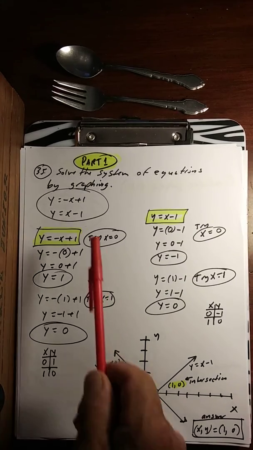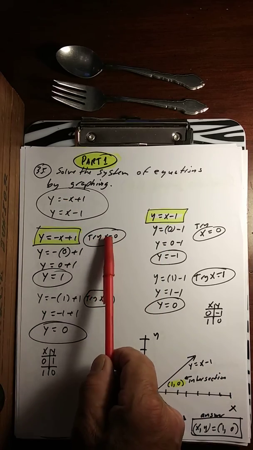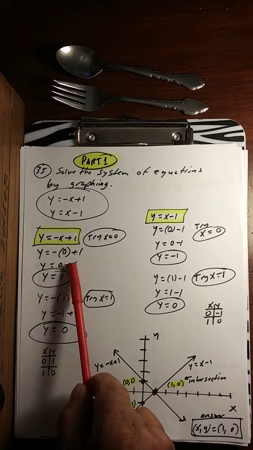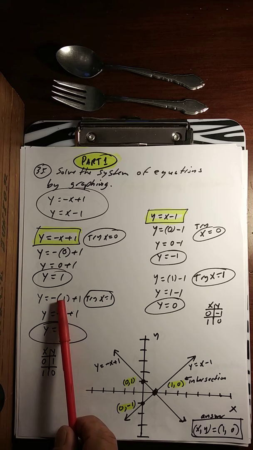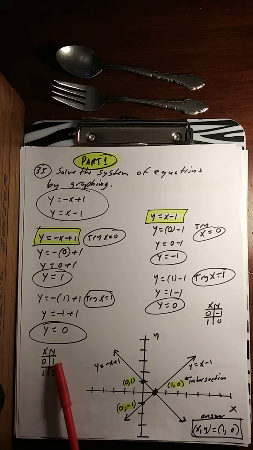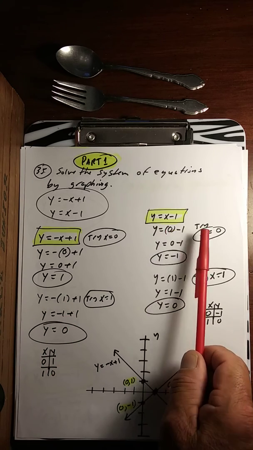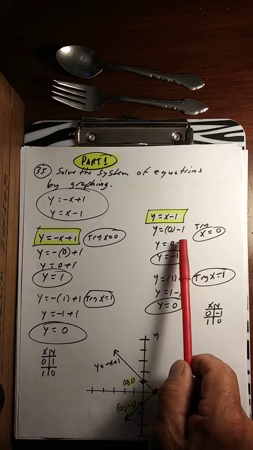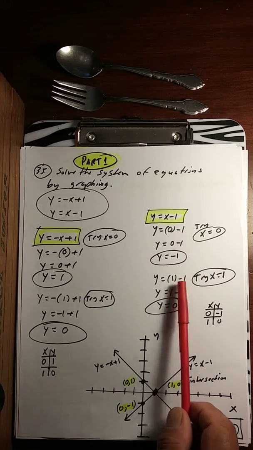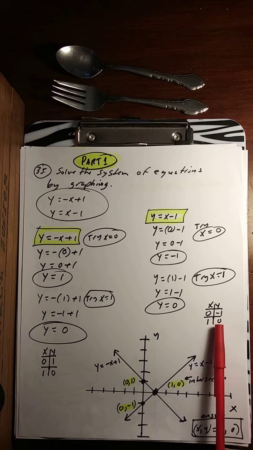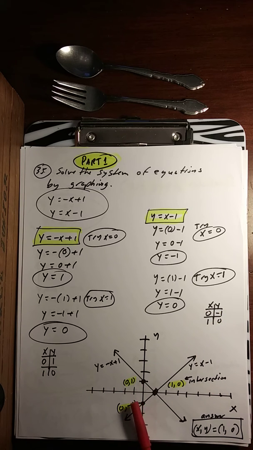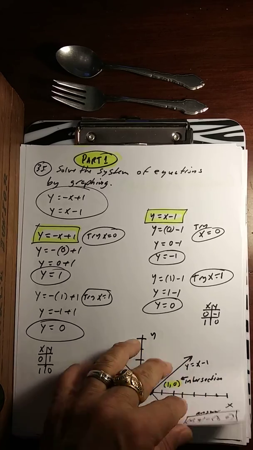So this is solving an equation by graphing. There's the first one, the second. Try 0. Put a 0 in there. 0 plus 1 is 1. Put a 1 in there. Negative 1 plus 1 is 0. So there's a table for that. Put this one. Try 0. 0 minus 1, negative 1. And then try 1 in there. 1 minus 1 is 0. So now we have (0, 1) and (1, 0). There's a line. We have (0, negative 1) and then (1, 0). There's another line. They intersect right there at (1, 0).